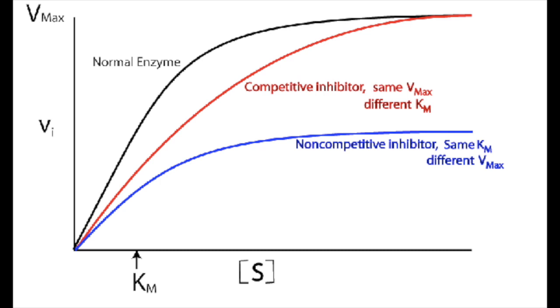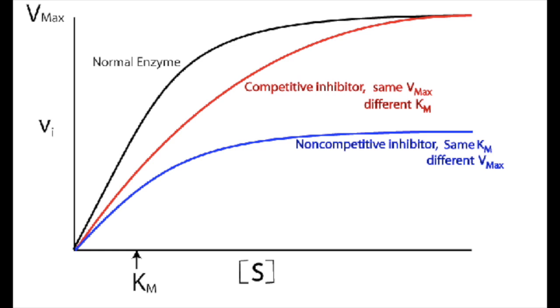This graph represents the effects of different inhibitors on the values discussed on the previous slide. The red line represents a competitive inhibitor. As you can see from this graph, this enzyme still reaches the Vmax, but has a higher Km value than the normal enzyme. This is because a competitive inhibitor fights with the substrate for the active site of the enzyme, so a higher concentration of substrate is needed to reach half of Vmax. This inhibitor can be overcome by adding more substrate.